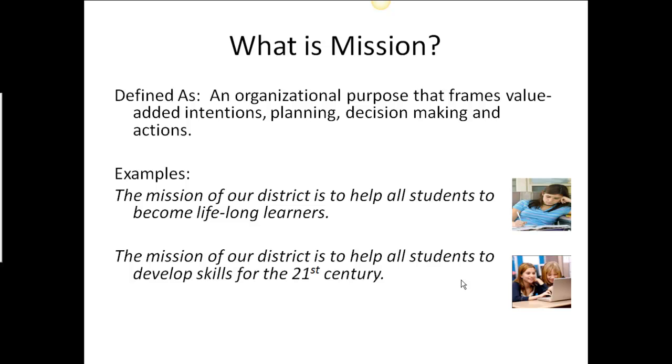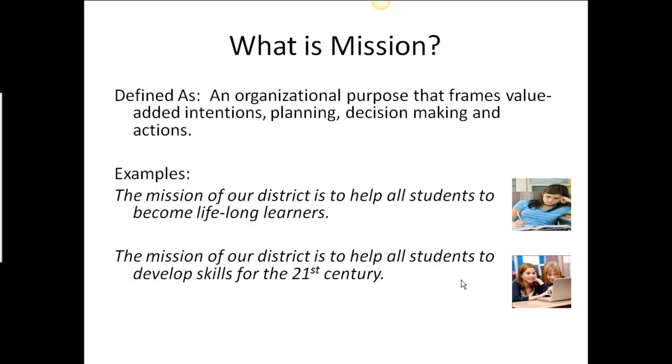First of all, let's start off with the definition of mission. As a central office administrator, I'm sure you're very familiar with this definition, but perhaps there's one extra twist to it, and that is that mission describes what the purpose of your organization is, actually what it does. And I'd also like to add the concept here to mission, that mission should provide value-added framing for you so that when you're thinking about or intending to do something, planning to do something, making decisions to do something, and actually doing something, there's a value-added bit of thinking there that connects that to mission.